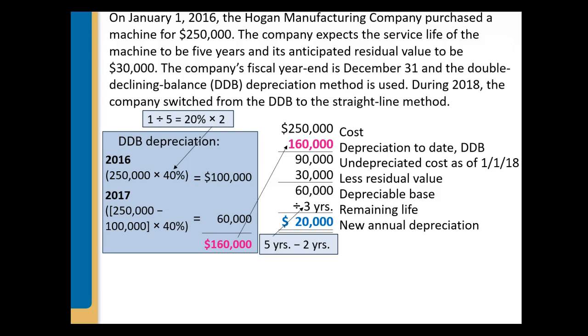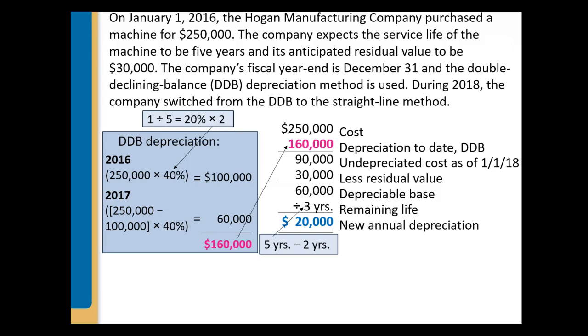The depreciation for the year 2017 is calculated as $60,000. This gives a total depreciation of $160,000 for 2 years. Next, we determine undepreciated cost at the beginning of 2018 to be $90,000. The difference between the cost of $250,000 and depreciation of $160,000 for the first 2 years.